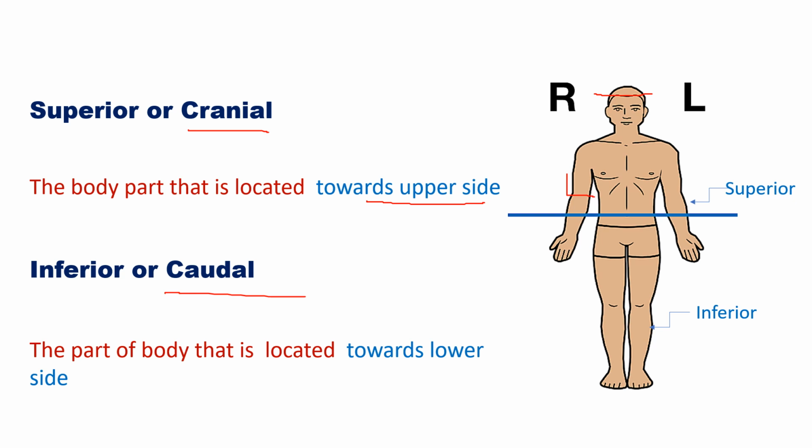Next, what is inferior or caudal? When a body part is present towards the lower side, then it is inferior or caudal. For example, our legs are present toward the lower side, so legs are inferior.